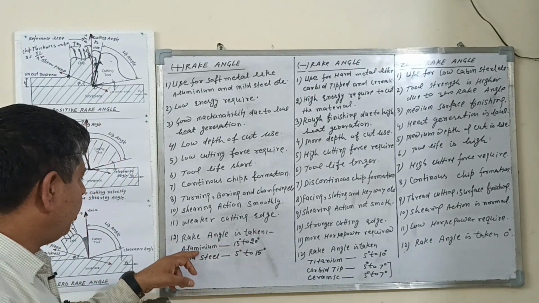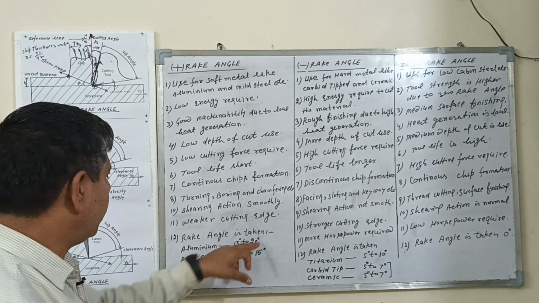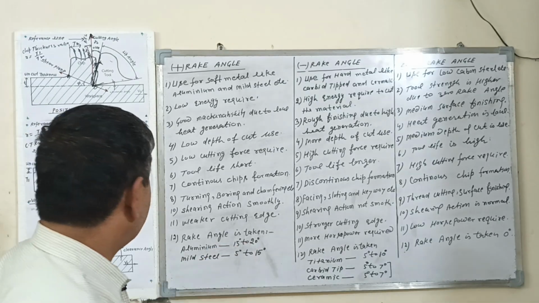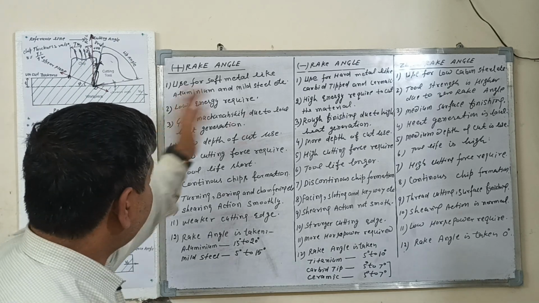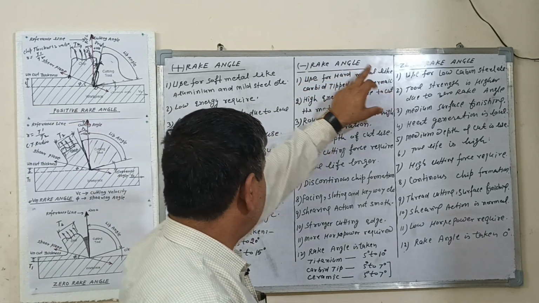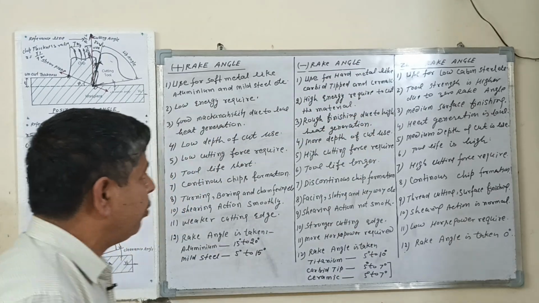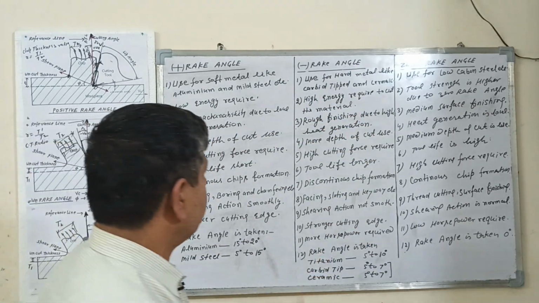Number twelve, the rake angle taken: for aluminum 15 to 20 degrees, for mild steel 5 to 15 degrees. This is the rake angle. Then we go on to the negative rake angle. The negative rake angle also influences the cutting speed on this material.